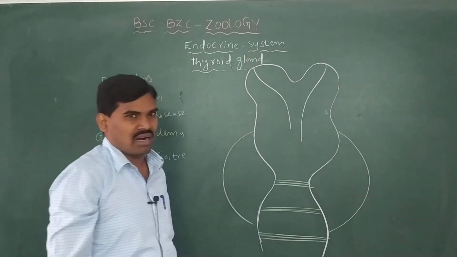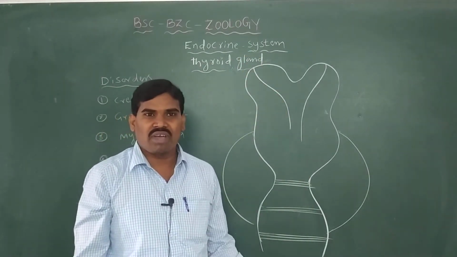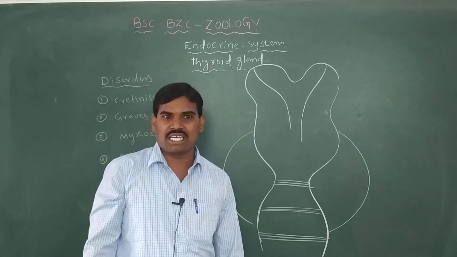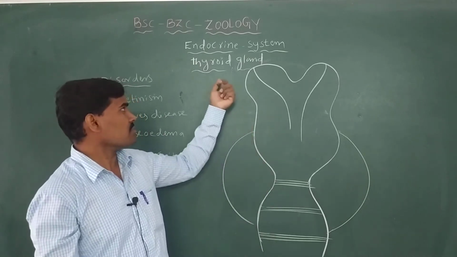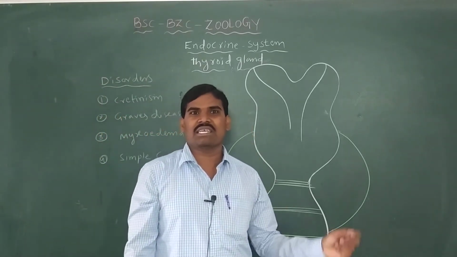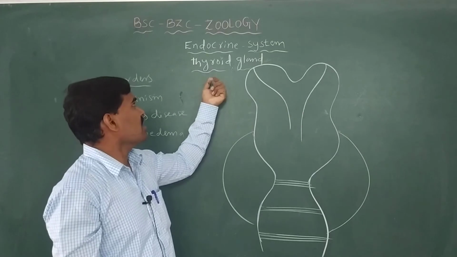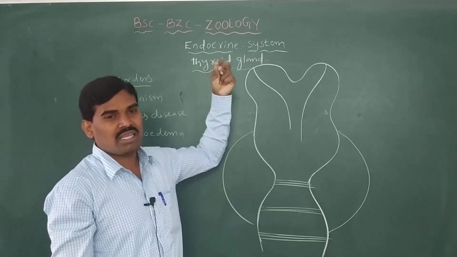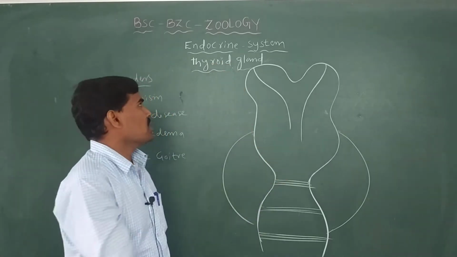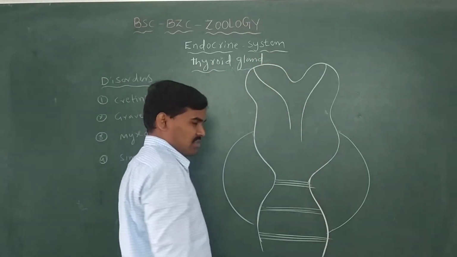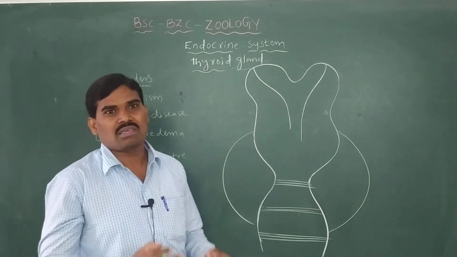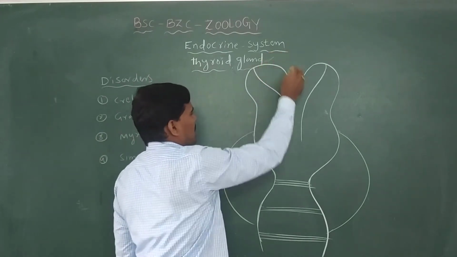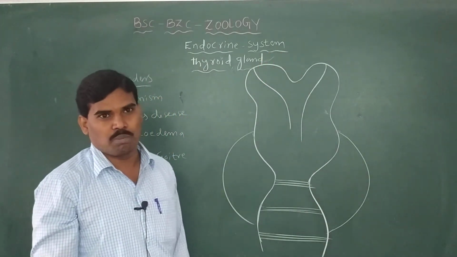Where is the thyroid gland located? The thyroid gland is in the neck region, below the trachea. It is present on either side of the trachea, as two lobes.